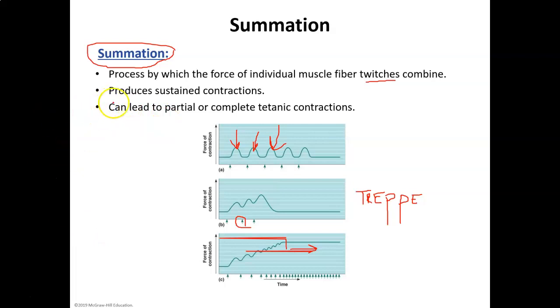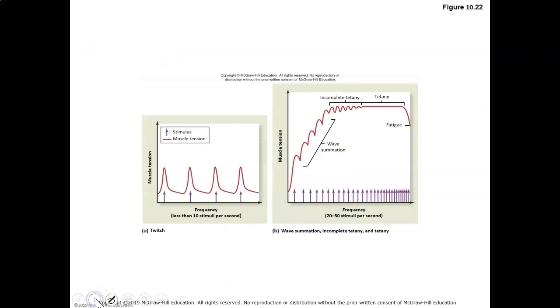So these produce sustained contractions. It leads to partial or complete tetanic contractions. Not titanic, tetanic. Tetany. This is called tetany. This is straight out of your book. This is a graph out of your book. This is a twitch, as I told you already. Twitch, let it relax. Twitch, let it relax. Twitch, let it relax. You're not getting any movement or any particular useful activity out of that muscle.